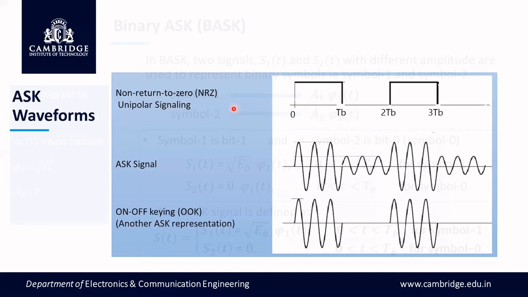This kind of signaling is called unipolar. S1 of t represents one polarity, either positive or negative. S2 of t is the zero amplitude signal, that is, no pulse. One has an amplitude of root EB and the other has 0, and the pulse completely occupies the bit signal duration. This makes it binary non-return to zero.